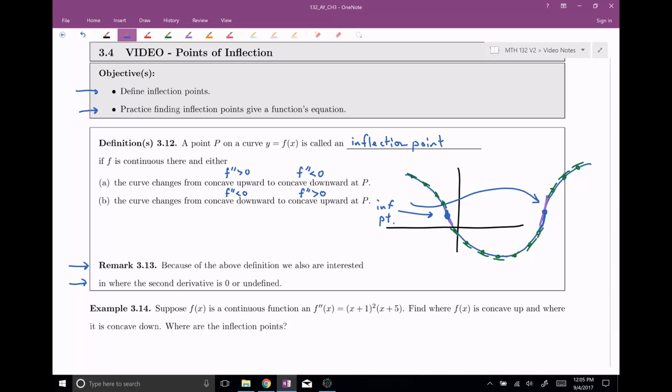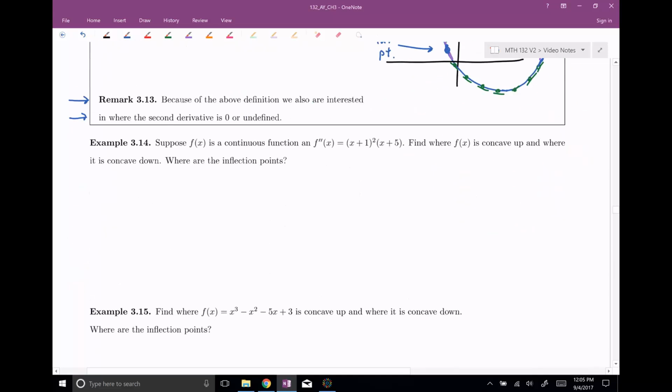All right, so let's get a little bit of practice actually applying this to some problems that you could see on quizzes, exams, homework, stuff like that. So here's a nice one because it's already giving us the second derivative. So suppose f is a nice continuous function, and here is the second derivative. So we don't even have to do any work for this one. Find where the function is concave up and where the function is concave down.